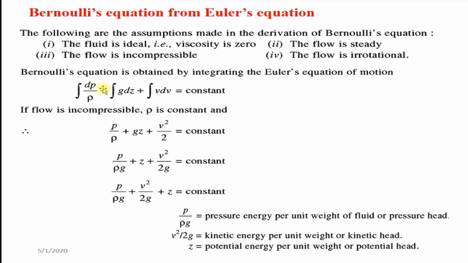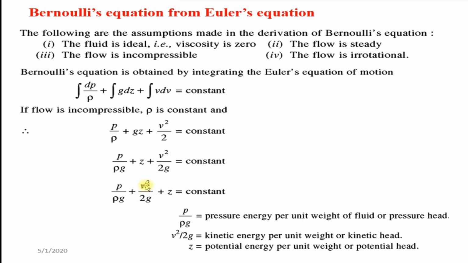So we integrate Euler's equation, that is dp by rho plus g dz plus v dv equal to constant. Under integration, dp by rho integrates to p by rho. Integration of g into dz is gz. Integration of v into dv is v square by 2, equal to constant. Because we have assumed incompressible flow, rho is constant. So finally you will get p by rho g plus z plus v square by 2g equal to constant. So p by rho g plus v square by 2g plus z is equal to constant. This is Bernoulli's equation.